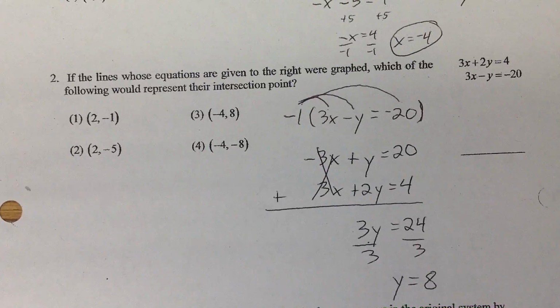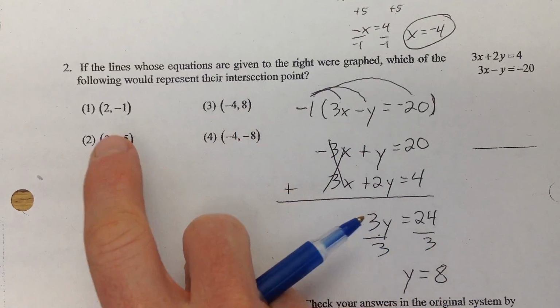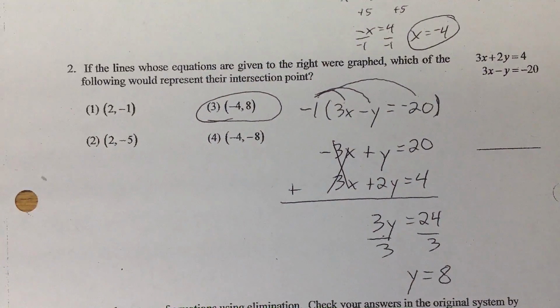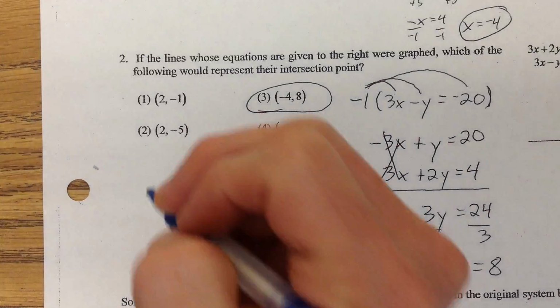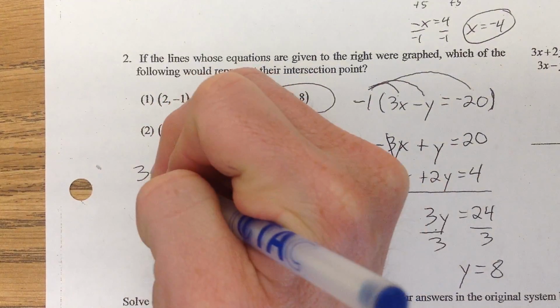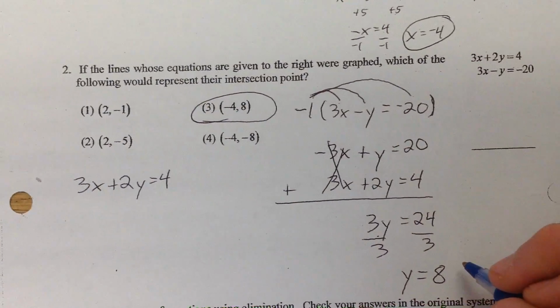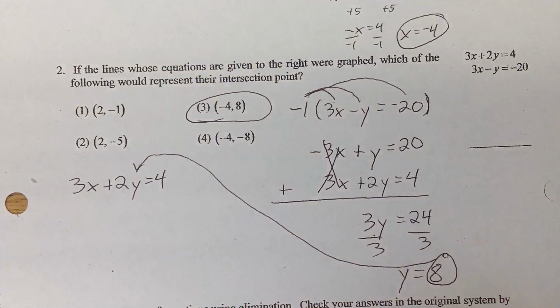Now we're kind of in the same situation that we were up above. There's only one that actually has a y of 8, so we know this is the answer, but again, not a bad idea to just plug it in to make sure that you get an x of negative 4. So I'm going to take this 3x plus 2y equals 4, and I'm going to take my 8 here, and I'm going to plug it in.